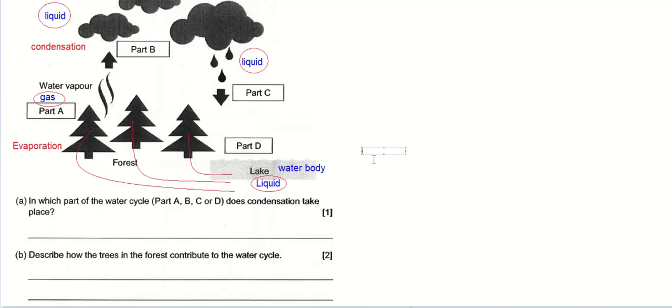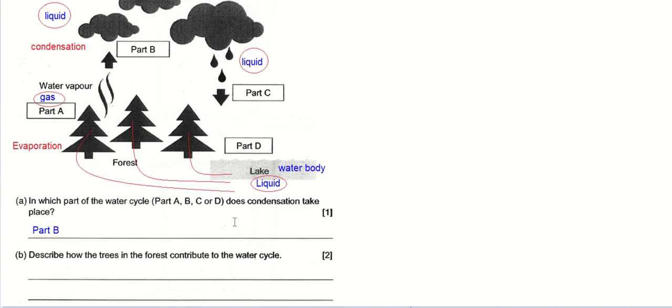Which part of the water cycle, A, B, C, or D, does condensation take place? The answer is simply part B. Right, as you can see in the diagram, that's when water vapor loses heat to the colder air, the colder surrounding in the upper atmosphere, and becomes liquid again.